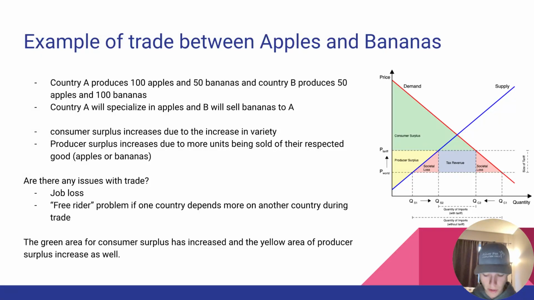Both parties are now better off, but there's always issues that arise with trade, such as job displacement of workers and dependency issues. But we can remember that the benefit of total surplus is always greater than the losses.